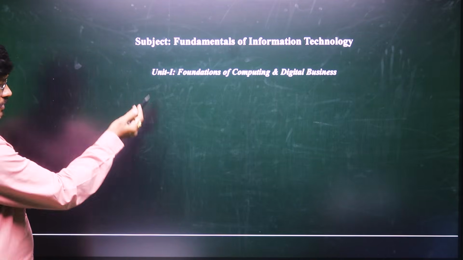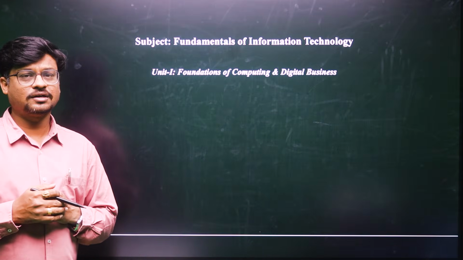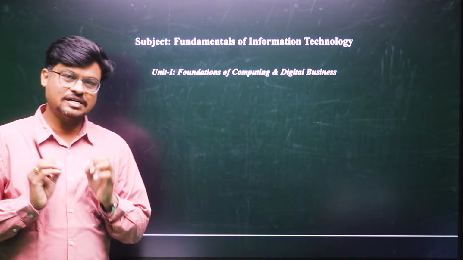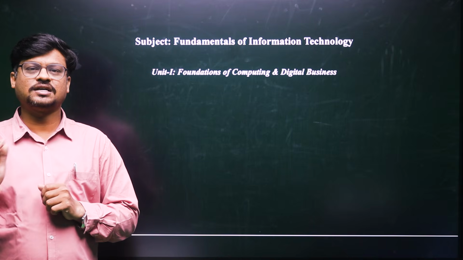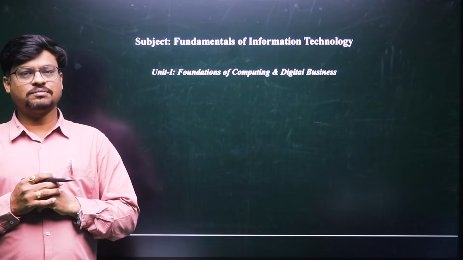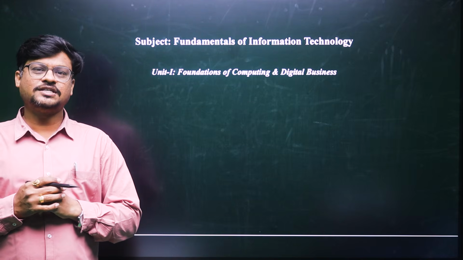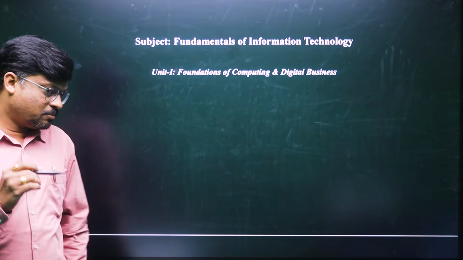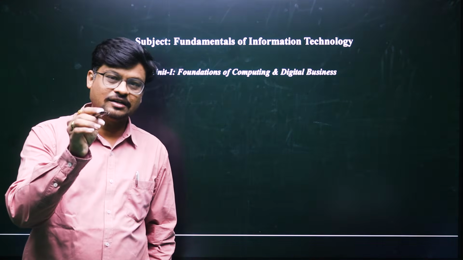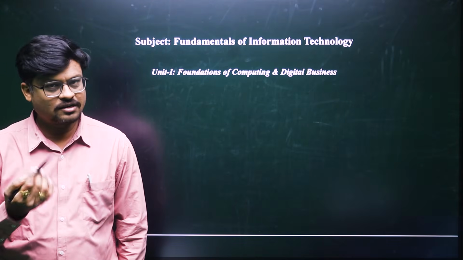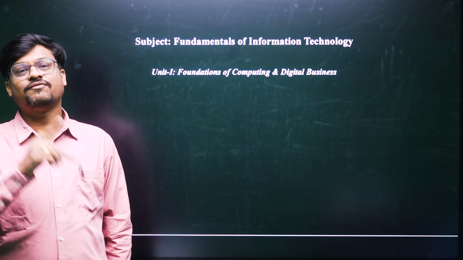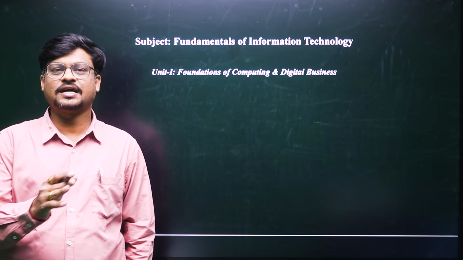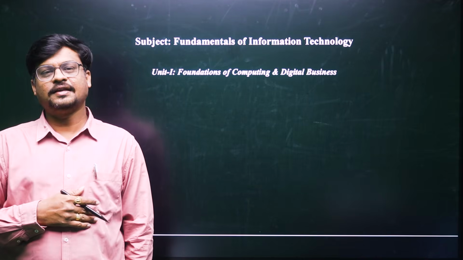All the best. In unit 1, we have foundation of computing and digital business. Before going into anything, you just need to understand a computer is the most versatile and powerful tool, which is capable of doing any task. But the biggest problem is the computer will not understand our English. Computer understands only ones and zeros. Because a computer is a machine, it understands machine level language, low level language, that is binary language.